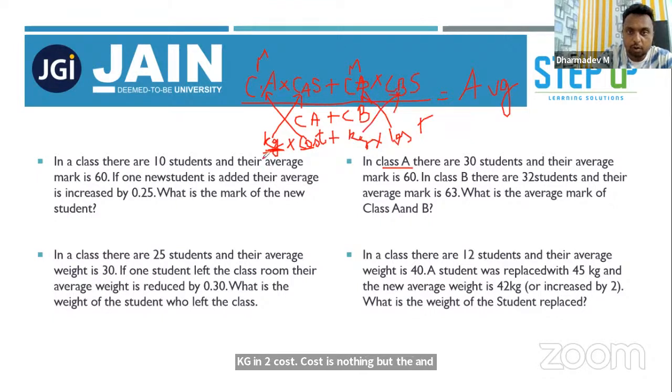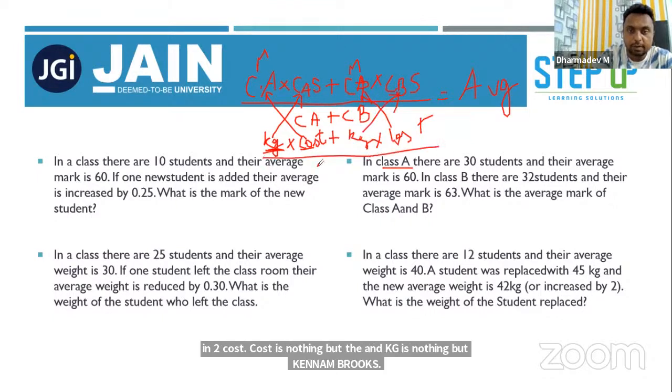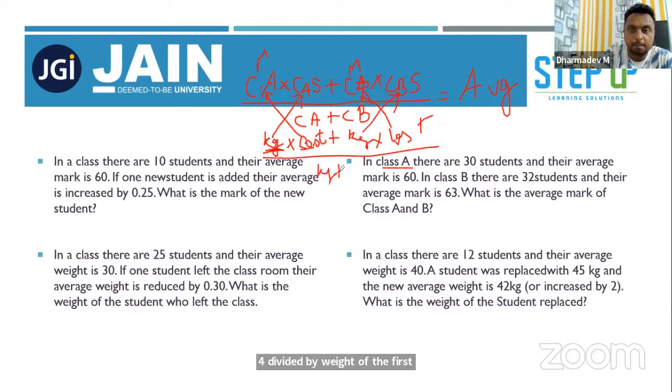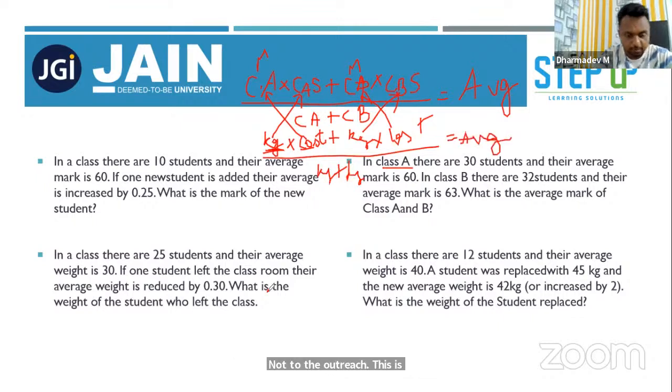Divided by the weight of the first variety, kg of the first variety plus kg of the second variety. That's equal to the average. This is called allegation mixture. Now I'm going to give you questions based on the same. So you are going to solve it. Are you clear with that?